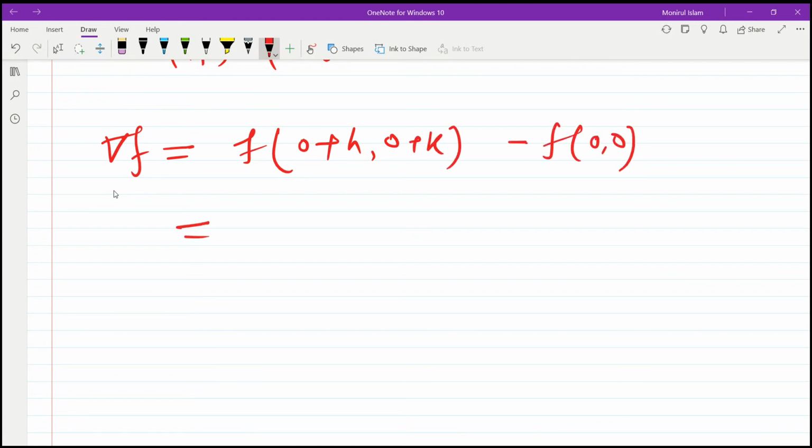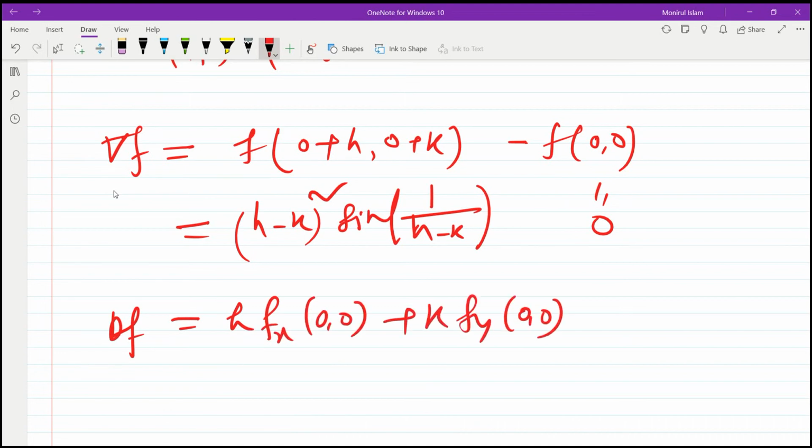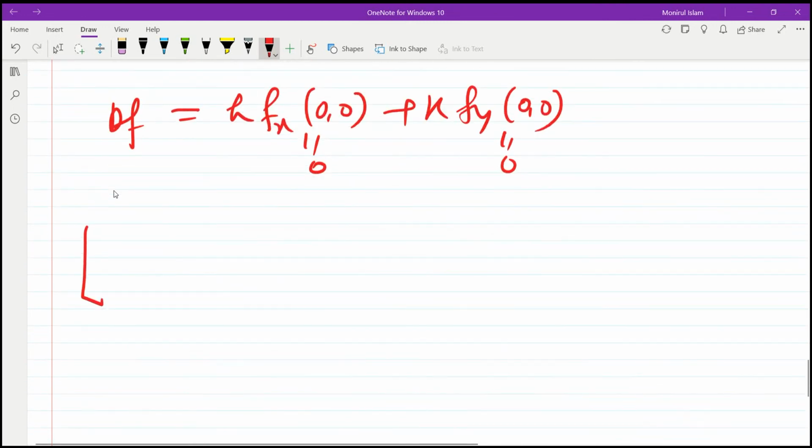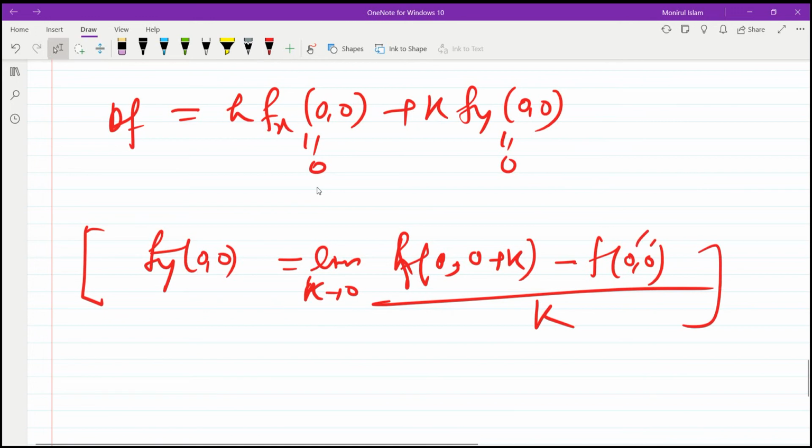Okay, by the formula this will be (h minus k) square sin of 1 upon (h minus k). f(0, 0) is 0, because this part is 0. So now df: h f_x(0, 0) plus k f_y(0, 0). Now if f_x(0, 0) is 0, just found this 0, and f_y(0, 0) you can also find. Okay, because f_y(0, 0) is nothing but the limit as k tends to 0 of f(0, 0 plus k) minus f(0, 0) upon k.